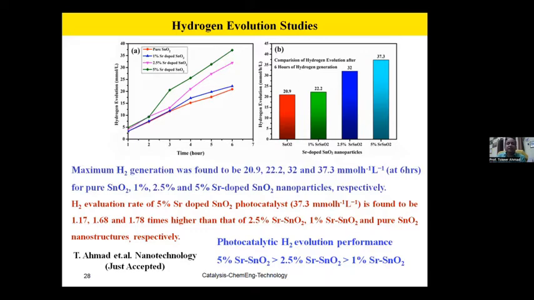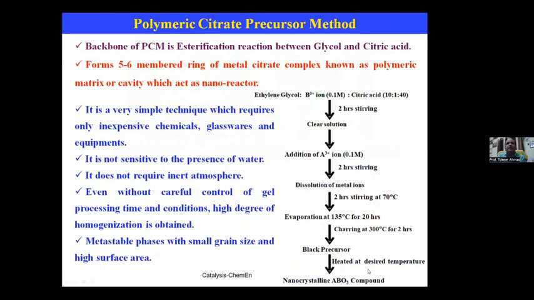And just 1 hour before, I got the acceptance of this study in Nanotechnology. So we just got the acceptance, so I have just corrected it over here. So the photocatalytic hydrogen evolution performance we obtained was maximum for 5%, then 2.5, and then 1%.